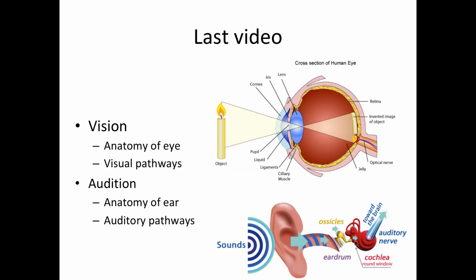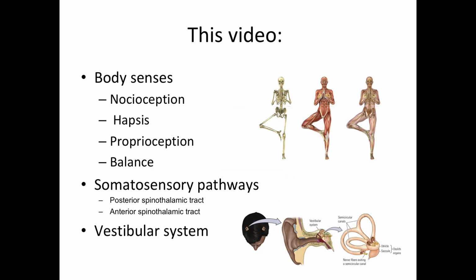So in the previous videos we talked about the visual system and the auditory system. So we talked about the anatomy of the eye and the ear and the visual pathways and auditory pathways into the brain. So in this video we are going to cover somatosensation. So these are the body senses.